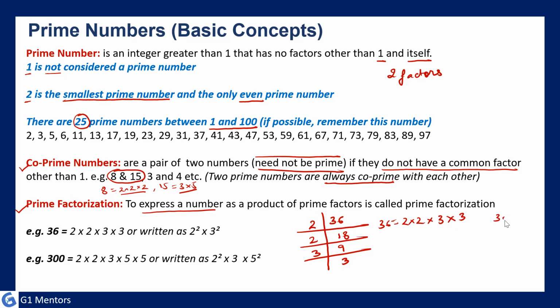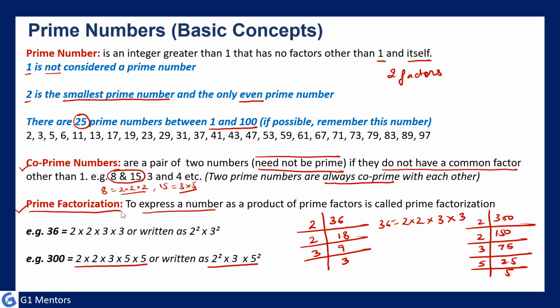Similarly, let's say 300. When I divide 300 by 2, I get 150. Then again I divide by 2, I get 75. Then I divide by 3, I get 25. Then I get a 5 and a 5. So 300 can be written as 2 into 2 into 3 into 5 into 5, or 2 square into 3 into 5 square. So this is called prime factorization, which is a basic concept.